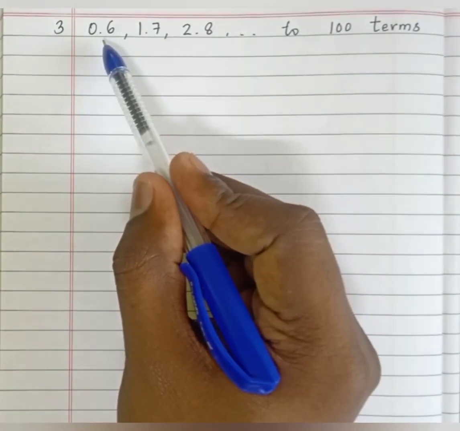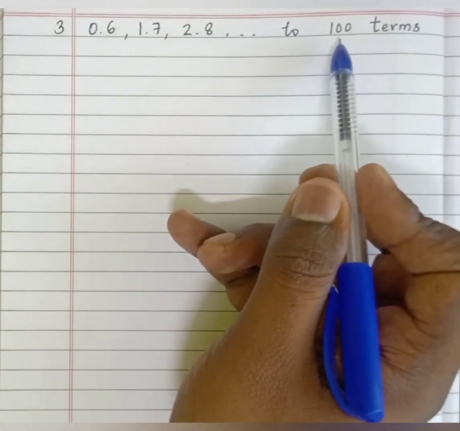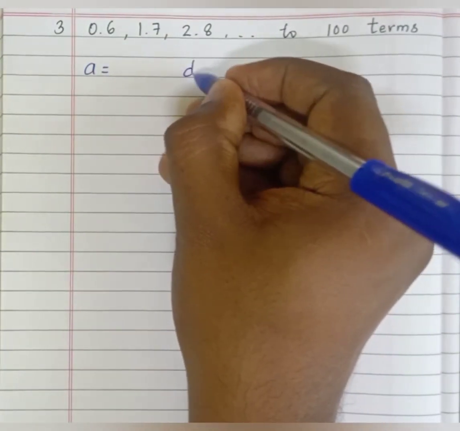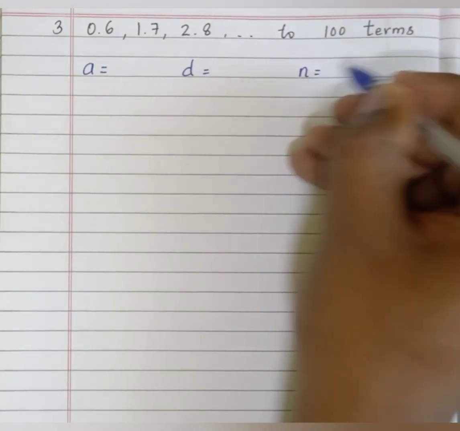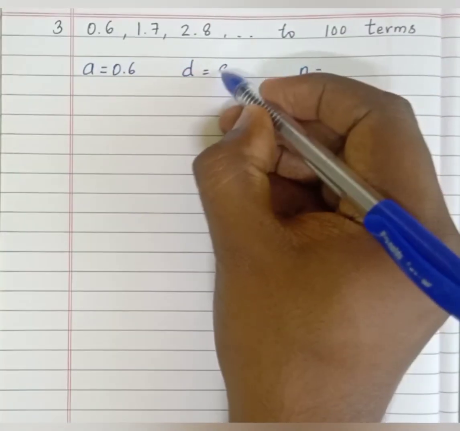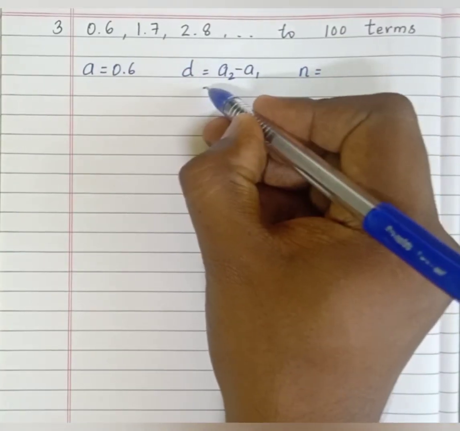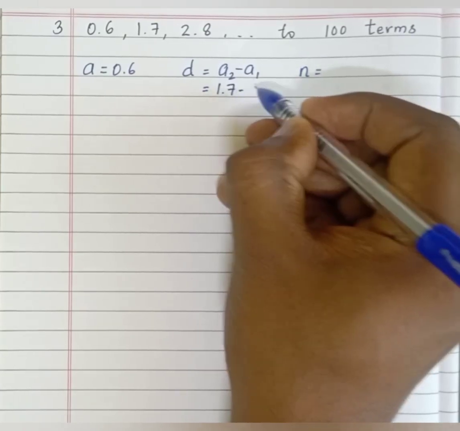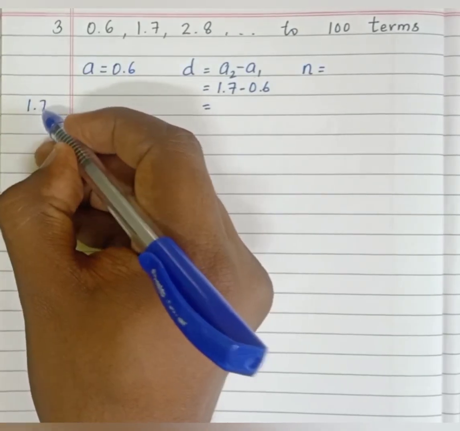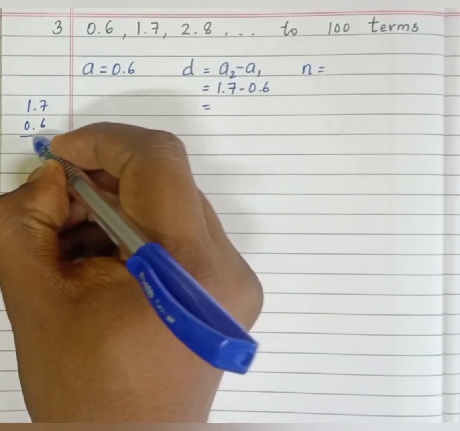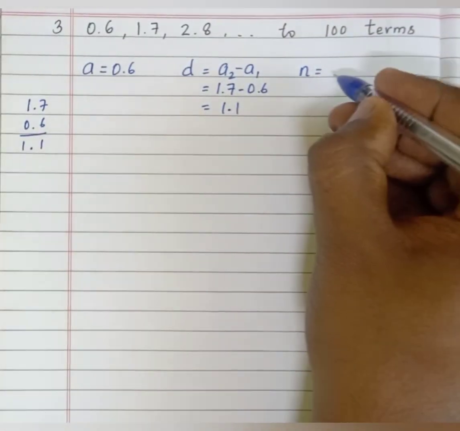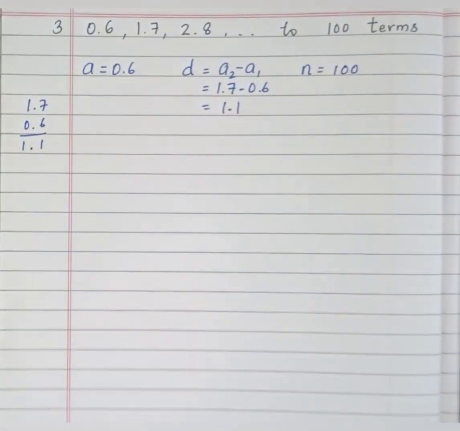Moving to the next question, that is 0.6, 1.7, 2.8 up to 100 terms. We should find out the value of a and d. Here a equals 0.6. Now d equals a2 minus a1, that is 1.7 minus 0.6. 7 minus 6 is 1, point as it is, 1 minus 0 is 1. Therefore d equals 1.1.